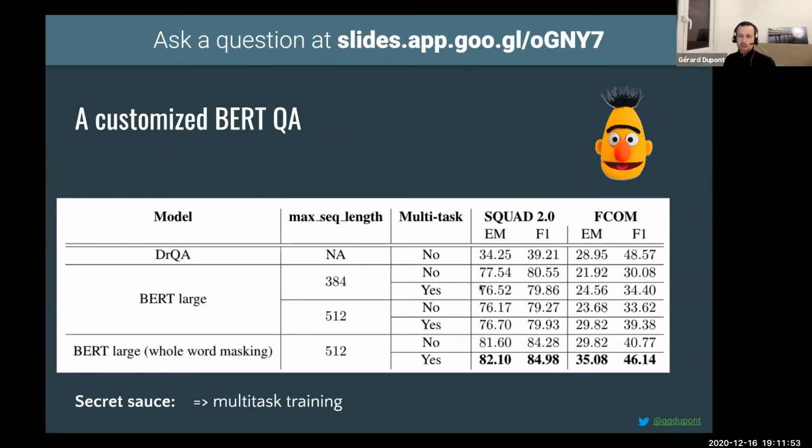So BERT, the difference between BERT with or without the multitask is not that high because the score on SQuAD 2 is already very high, but still these are interesting. And for us, you can see that the usage of the multitask allowed us to gain almost 6 points, which was quite important.